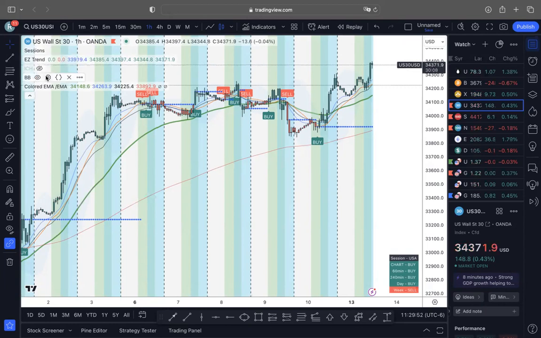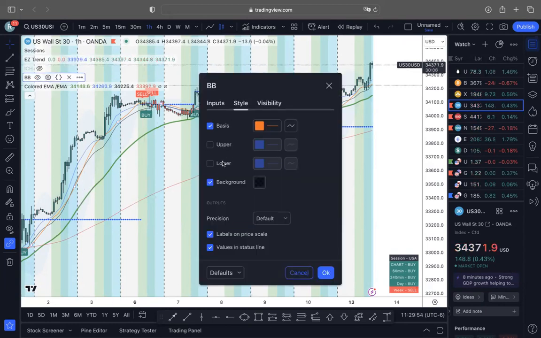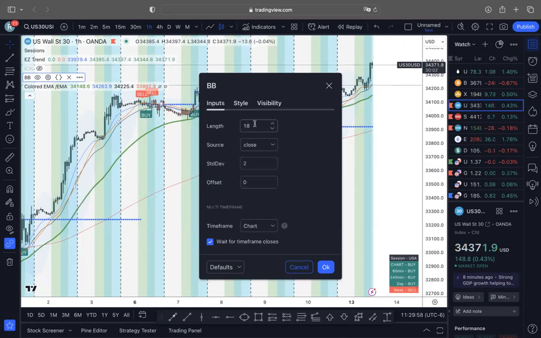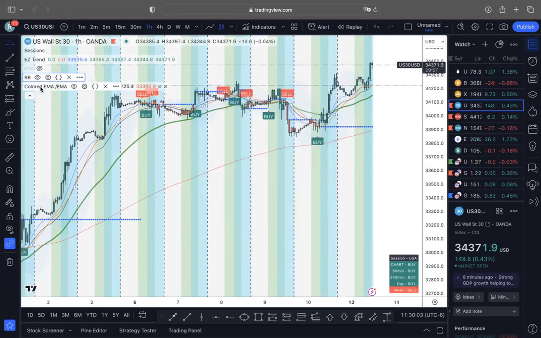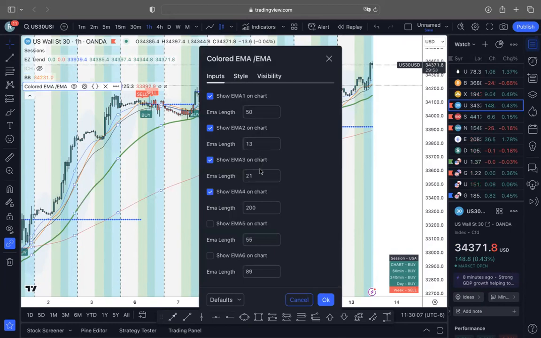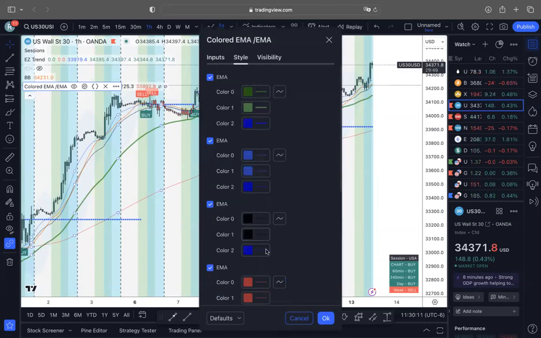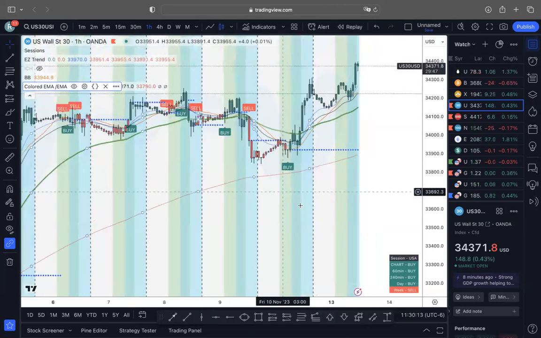We also have the Bollinger Bands. I just keep the upper and lower bands deselected, and I just keep the basis on. We still keep the length and the standard deviation the same. And then we also use this indicator called colored EMA. And we have the 50, 13, 21, and 200 EMA on the chart. You can change their colors right here. So your chart should look something like this.